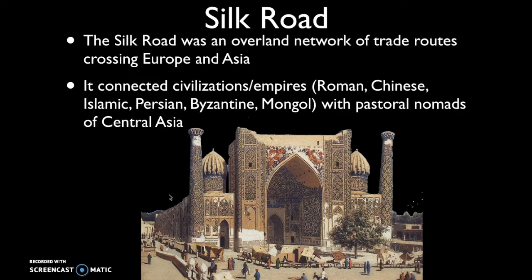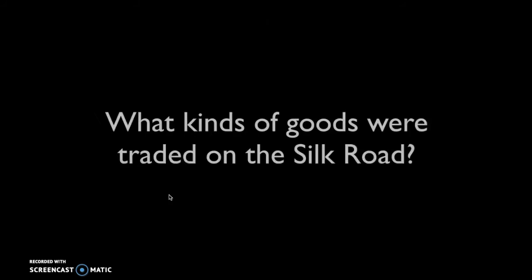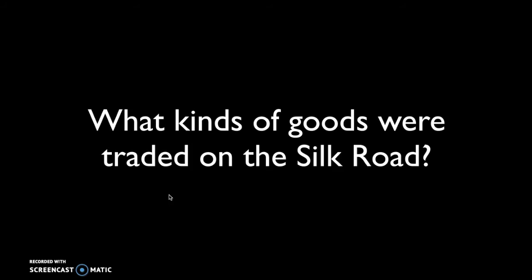So it connected civilization empires like the Romans, the Chinese, the Islamic, the Persians, the Byzantines, the Mongols, but it also connected these pastoral nomadic peoples who were mainly living in the drier regions of Central Asia. So what kind of goods were traded along the Silk Road? Can we make some generalizations?